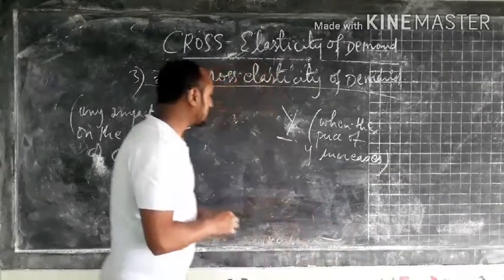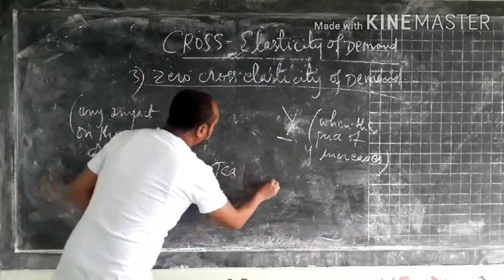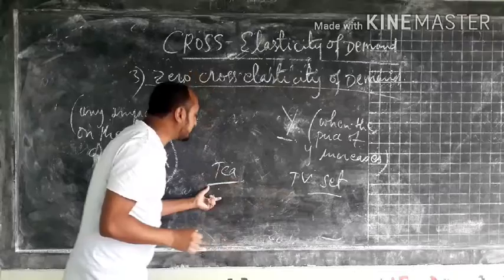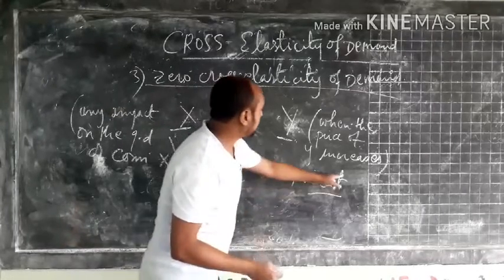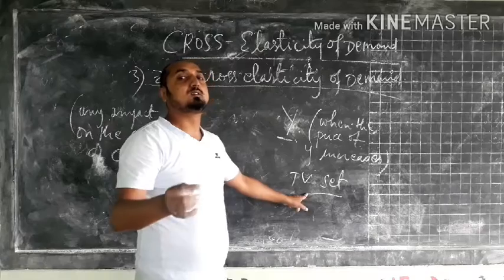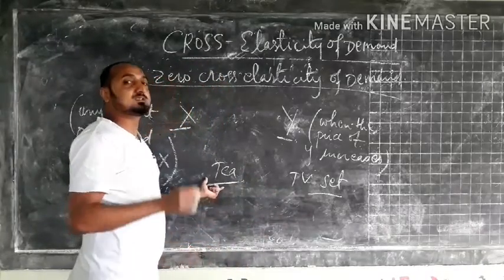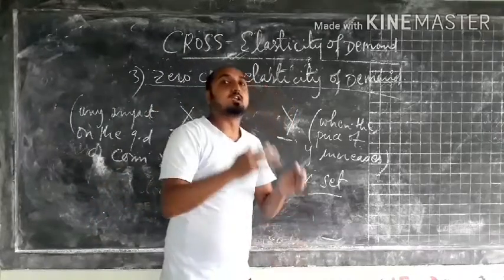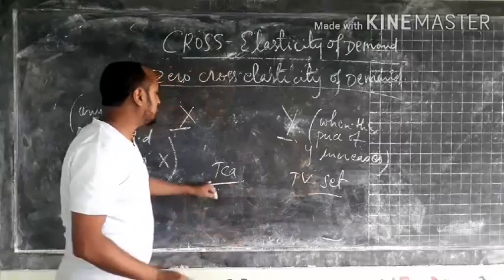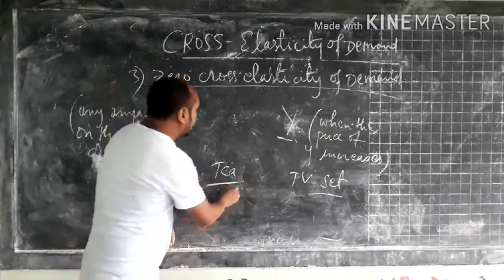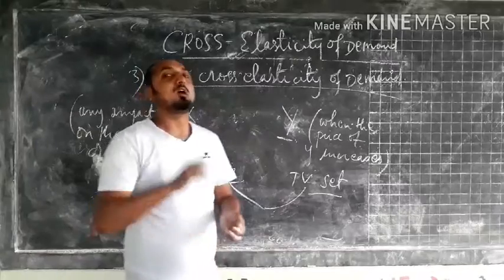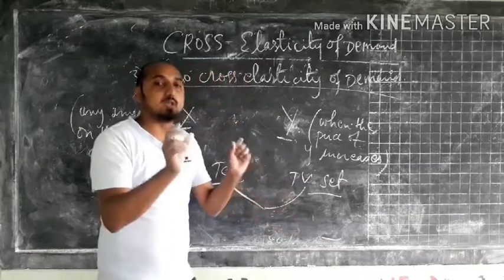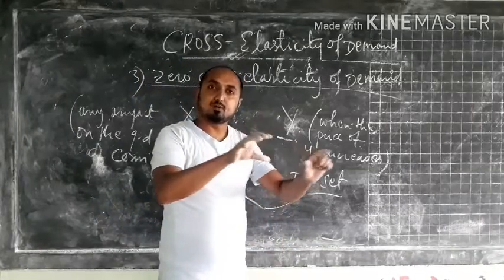I'll give you one example. Suppose tea and TV set. Tea and TV set are two goods where an increase in the price of the TV set does not affect the quantity demanded for tea. Meaning that when the price of television is increasing, it will not have any impact on the quantity demanded for tea. So here tea and TV are neither complementary goods nor substitute goods. They are not related to each other. These two commodities are different from each other.